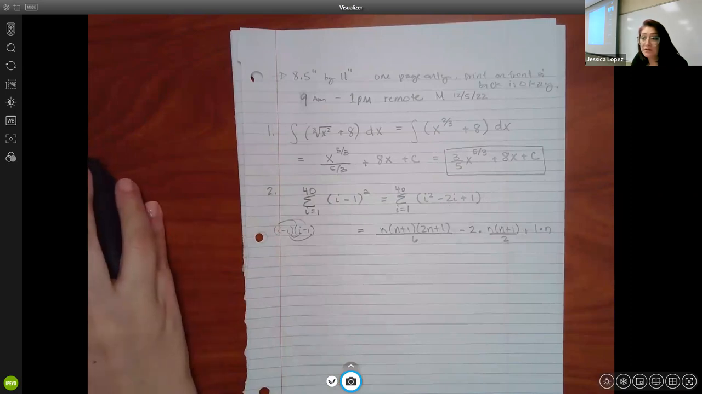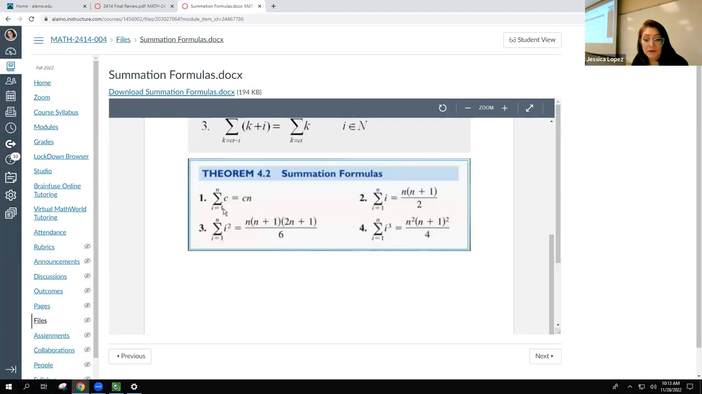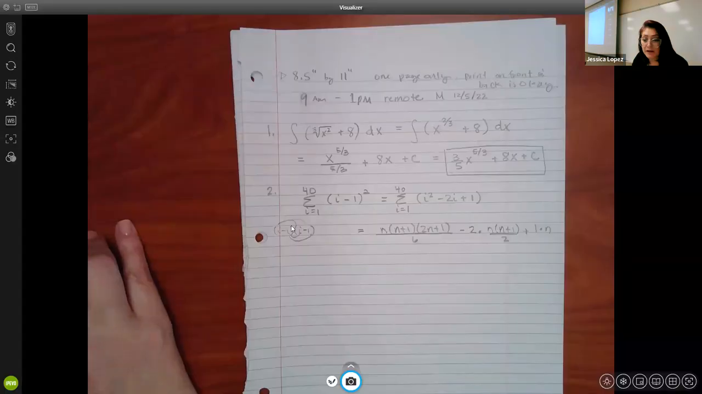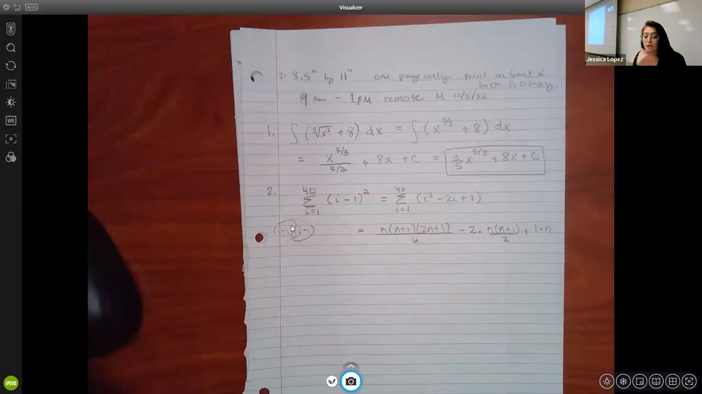I'll minimize so you can see the formulas again, and then I'll come back. So see here, you just have a constant. You just end up with that constant times n. That's for i squared, and then this was the formula for i. So I just applied all of those. Now you don't have to simplify this. You can literally just plug in, and then put the whole thing in the calculator, okay?